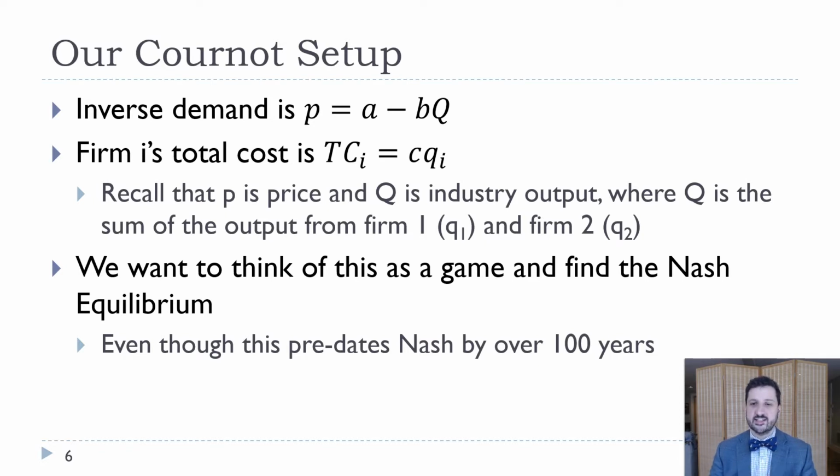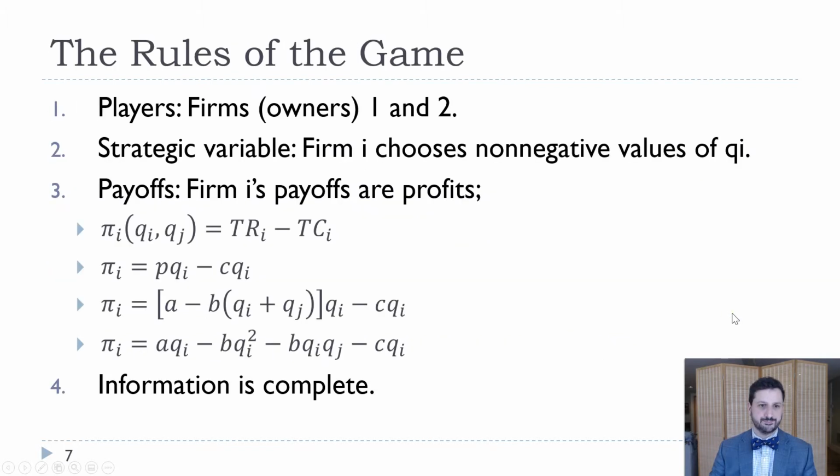Now, we want to think of this as a game and find the Nash equilibrium, even though, of course, Cournot didn't think of it this way. But it's still nice that it fits into our game theory framework. So the rules of the game are as follows. We have two players, right? Firm 1 and firm 2, the owners of the firms. The strategic variable is that they choose some positive value of output, Q, and their payoffs are just the profits.